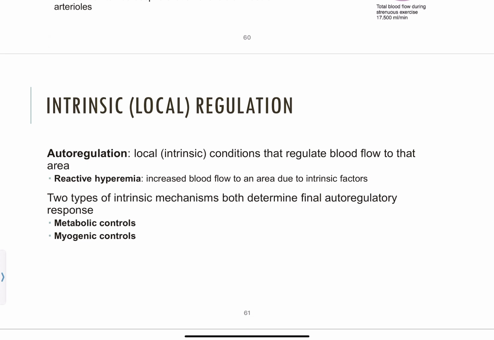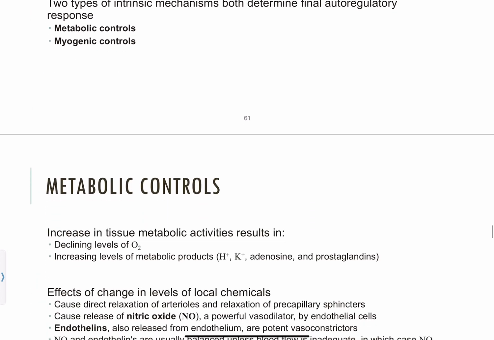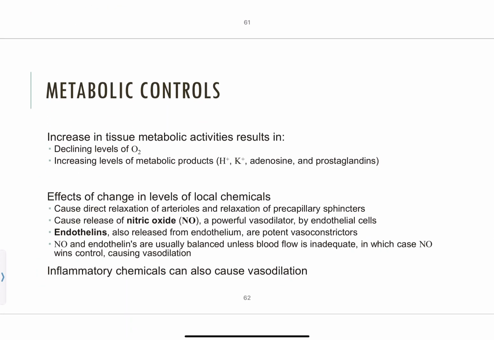So let's talk more about intrinsic regulation, which is powered by two main mechanisms, metabolic controls and myogenic controls. Metabolic controls are really going to kick in when the tissue is active. As metabolism increases, the cells are going to consume more oxygen and generate more waste products, like hydrogen ions, carbon dioxide, potassium, adenosine, and prostaglandins. These waste products are going to be signals to the arterioles to relax.